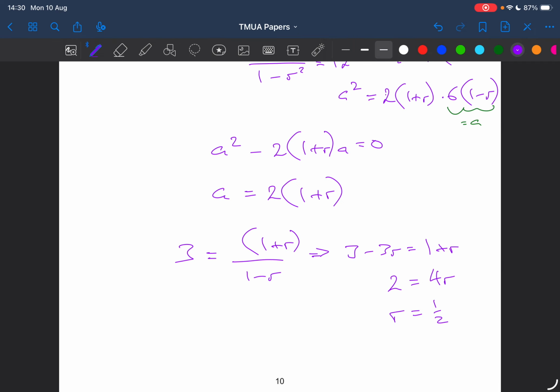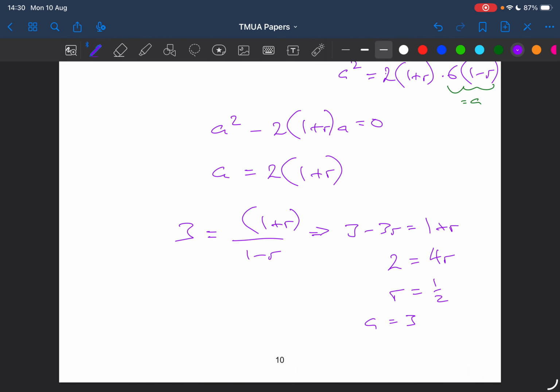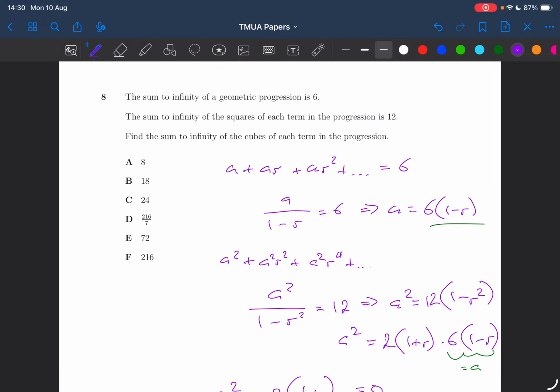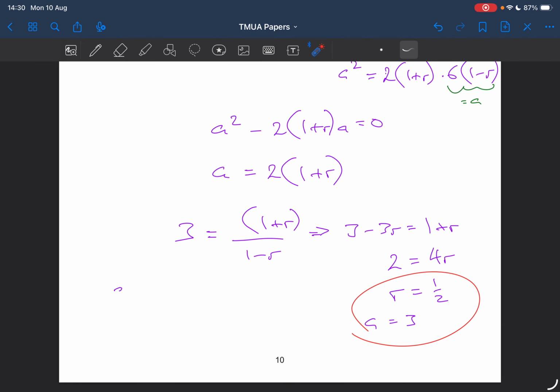So a then we can work out. If I add 1 to that half, I get 3.5, times by 2, I get 3. So that is my value for a and r. I then need to work out the sum of the squares. So thinking last time, looking at these other patterns, we had a, ar, ar squared, a squared, r squared, a squared, r to the 4. So similar thing, we're going to have a cubed plus a cubed r cubed plus a cubed r to the 6, etc., etc.